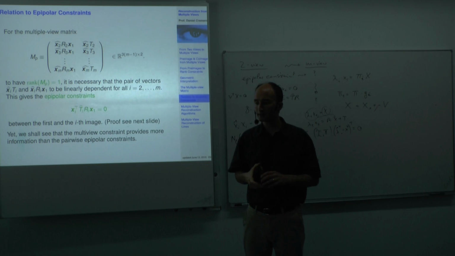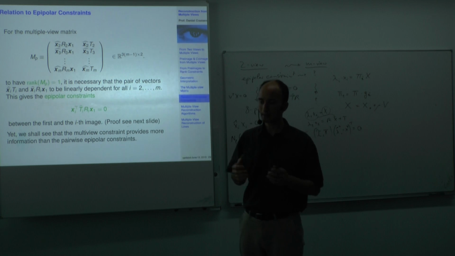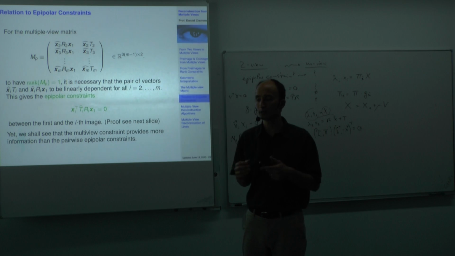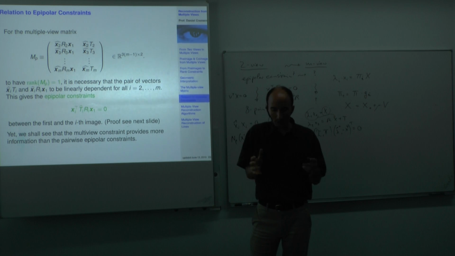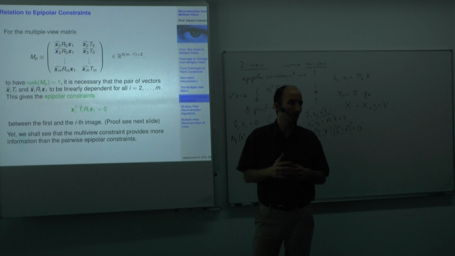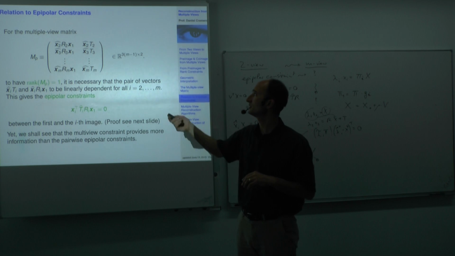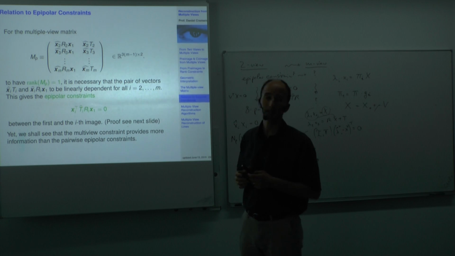Now, how does that relate to the epipolar constraint? Not surprisingly, I mean, we are now considering the multiview setting, so we have multiple images of points or lines, and in the case of points, once we boil things down to the two-view setting, we should see the epipolar constraint emerge. And we can see that the multiview matrix also has the epipolar constraint built in, so to speak.